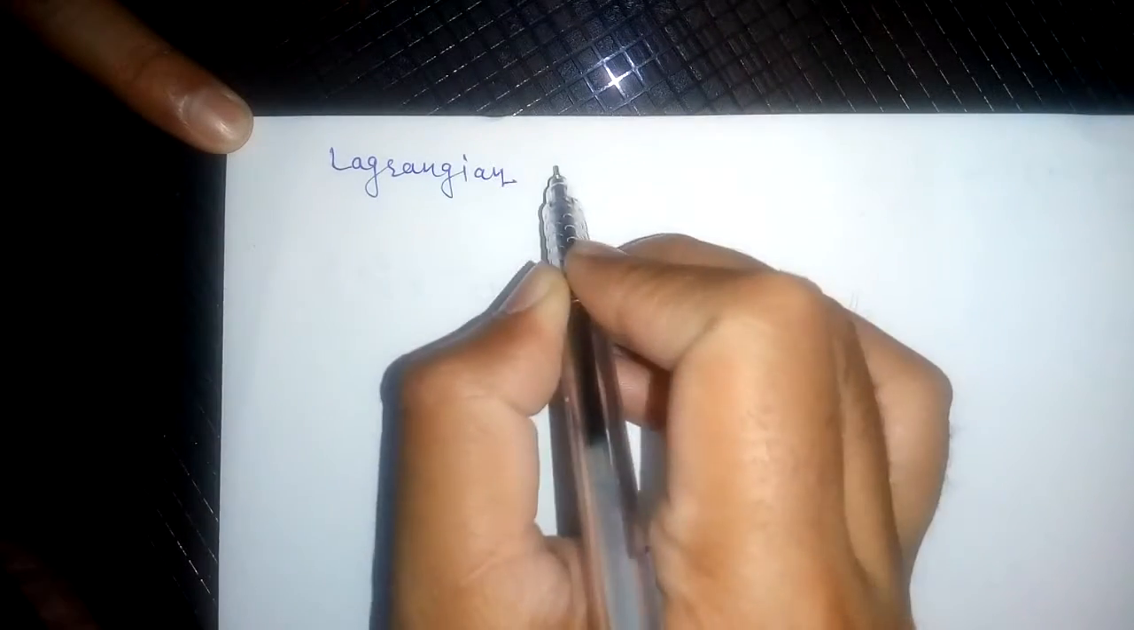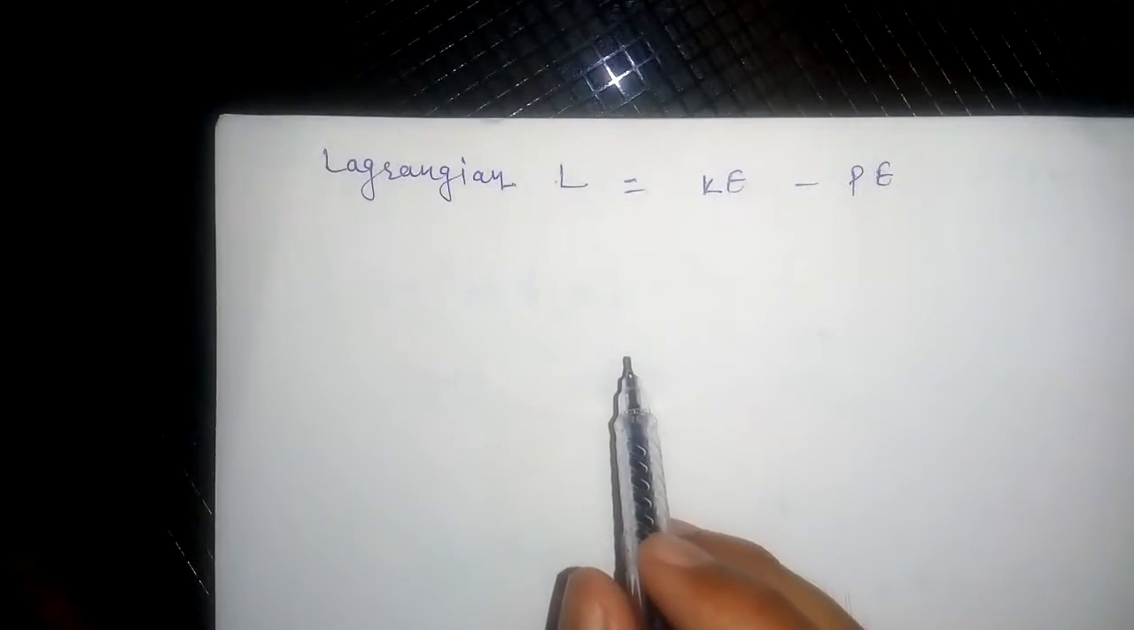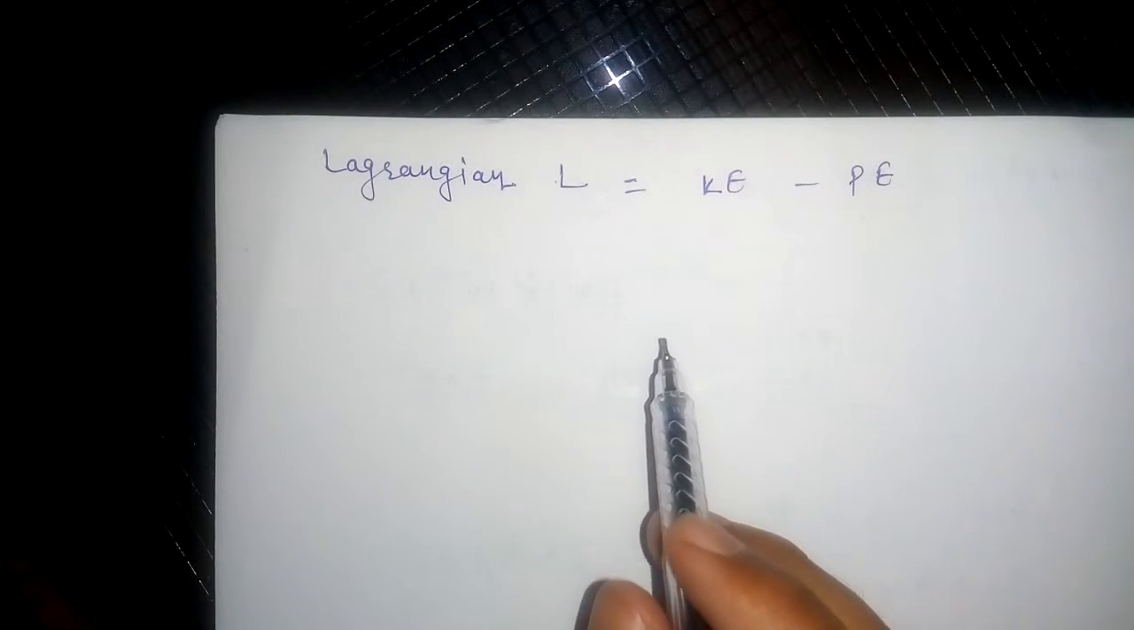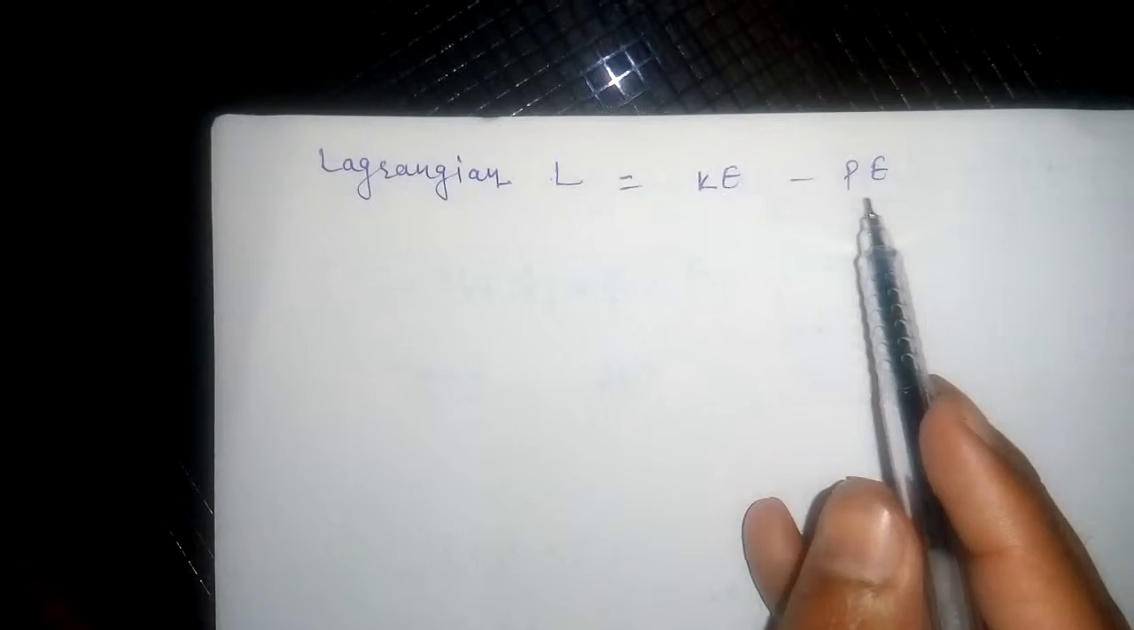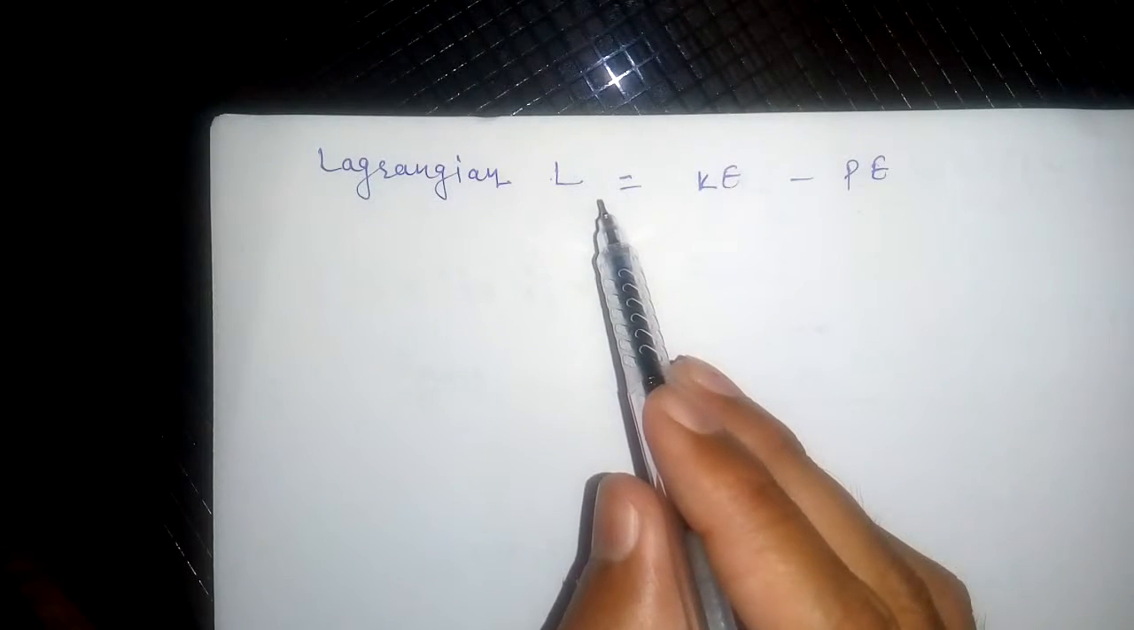Discuss a very important parameter in classical mechanics, the Lagrangian. We denote it by L, which is equal to kinetic energy minus potential energy. This is very important in questions that come in the NET JRF or any other exams like GATE. Any system will be given, and we have to first find the kinetic energy and potential energy, and then the Lagrangian and then the equation of motion.